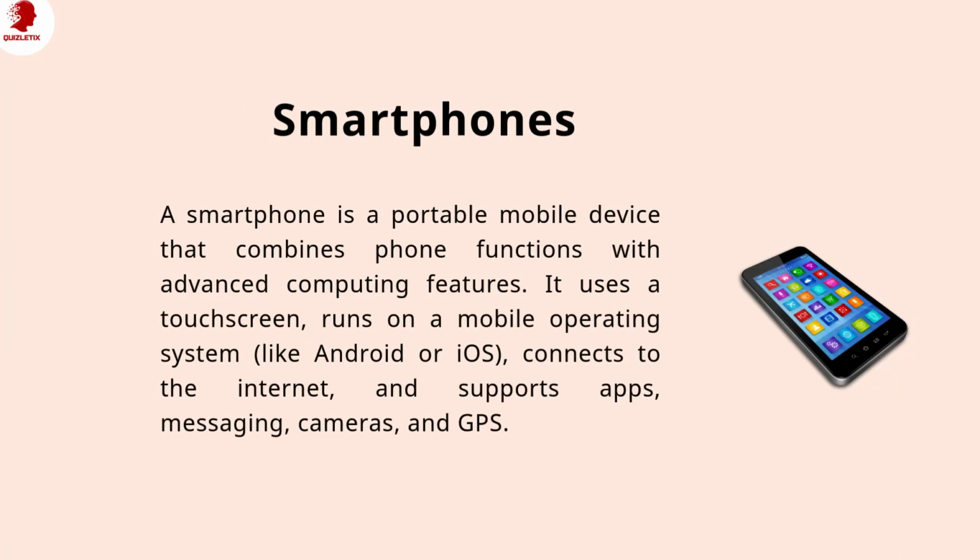Mobile device types. Smartphones. A smartphone is a portable mobile device that combines phone functions with advanced computing features. It uses a touchscreen, runs on a mobile operating system like Android or iOS, connects to the internet, and supports apps, messaging, cameras, and GPS.